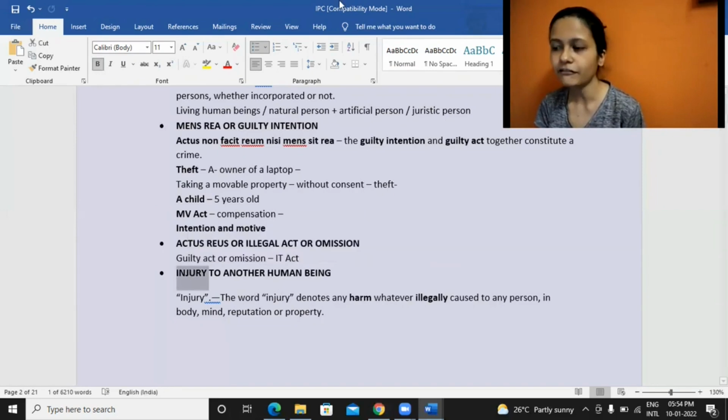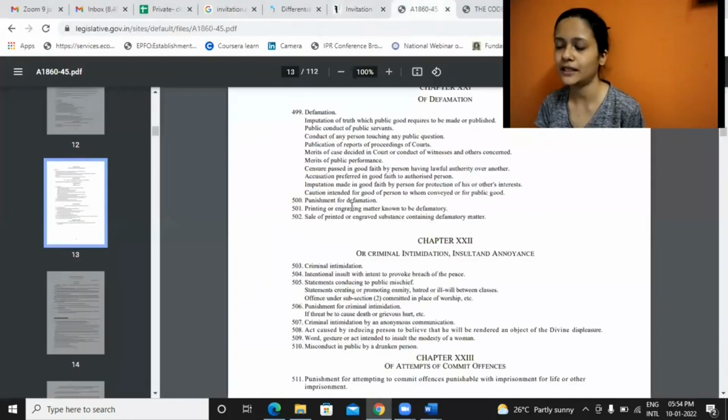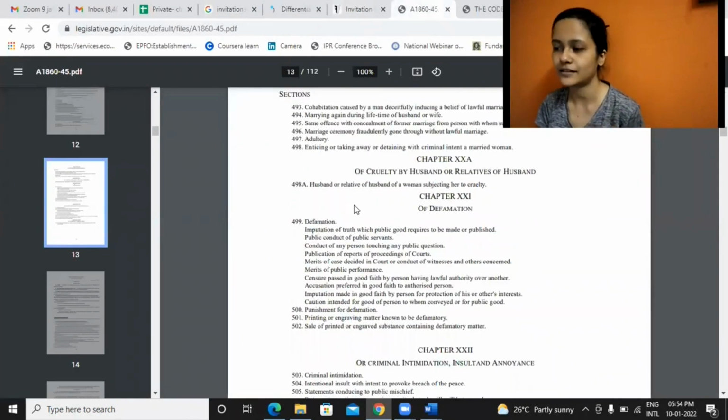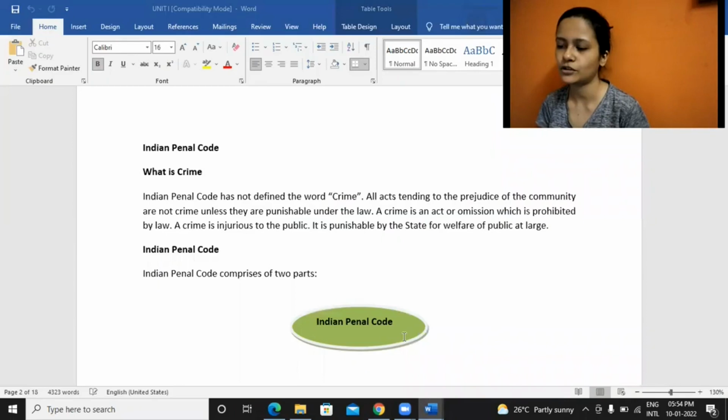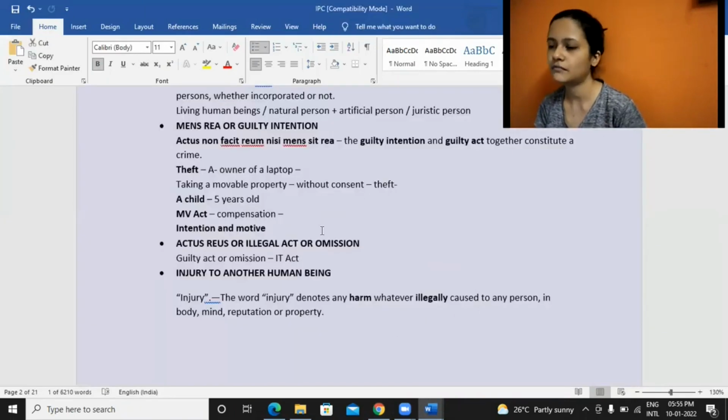In fact, when we look at the IPC, crimes are divided depending on what it is that they are affecting. Is it a person's body? Is it a person's property? Like that also we see different classifications of crimes, right? So there has to be some injury caused to a person or maybe a group of persons, body, etc.